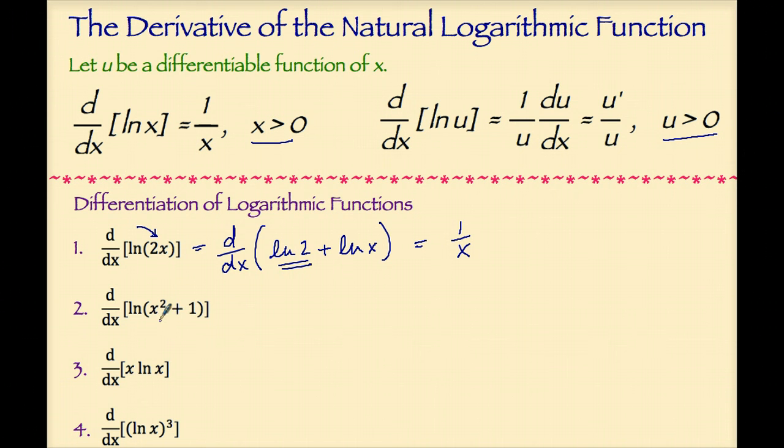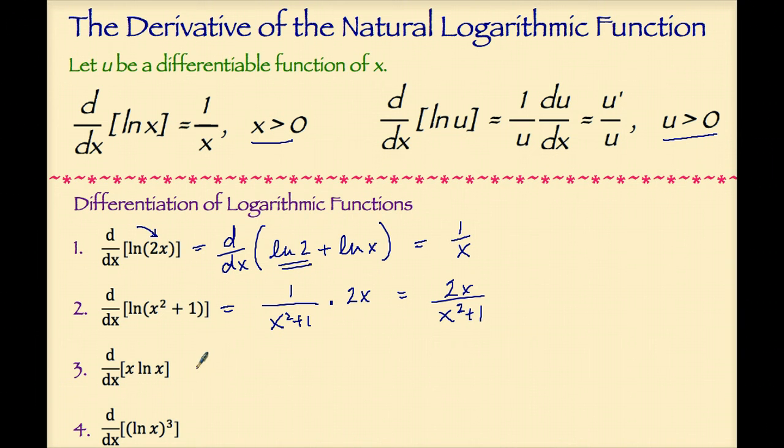Now we can't use any properties to simplify this argument, so we're going to take the derivative of the natural log of x squared plus 1. It's going to be 1 over the argument x squared plus 1, and then you multiply by the derivative of that argument, which is 2x. So this becomes 2x over x squared plus 1.